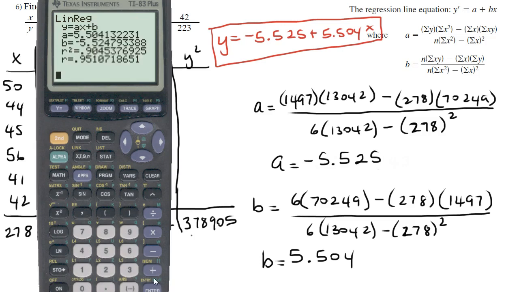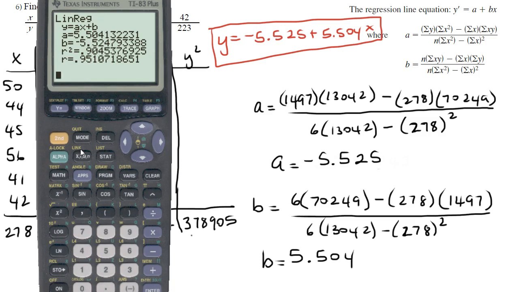Now, you have to be very careful. The formula in the book on your formula sheet gives us a plus bx. It gives us b as the slope. In the TI-83 and 84 calculator, they give us a as the slope and b as the intercept. So you just have to be careful when you're writing the equation that you write it properly, right? So ax, 5.504x, that's my slope, plus my y-intercept, that's negative 5.525.